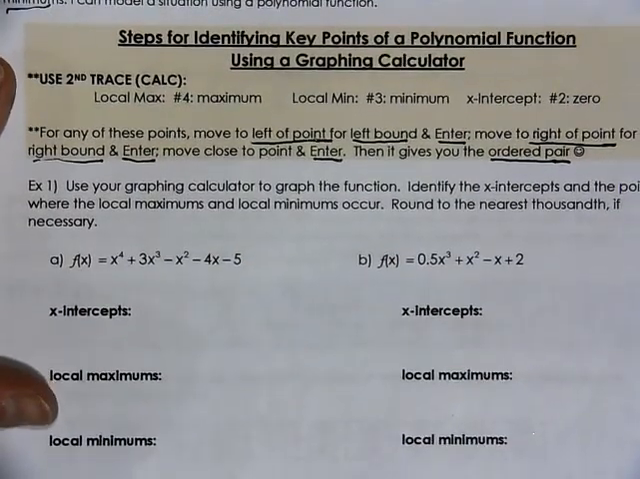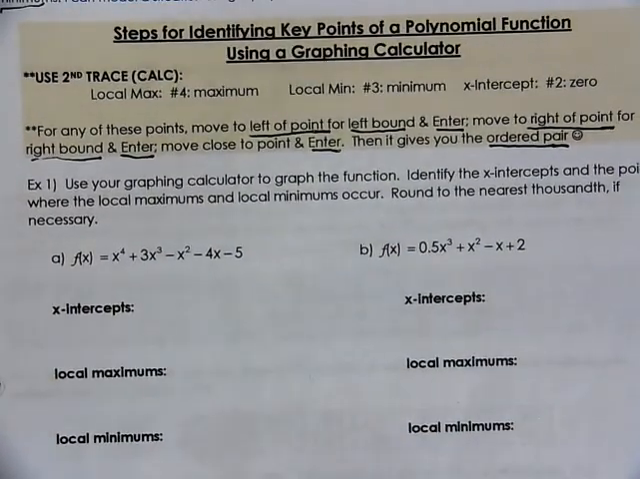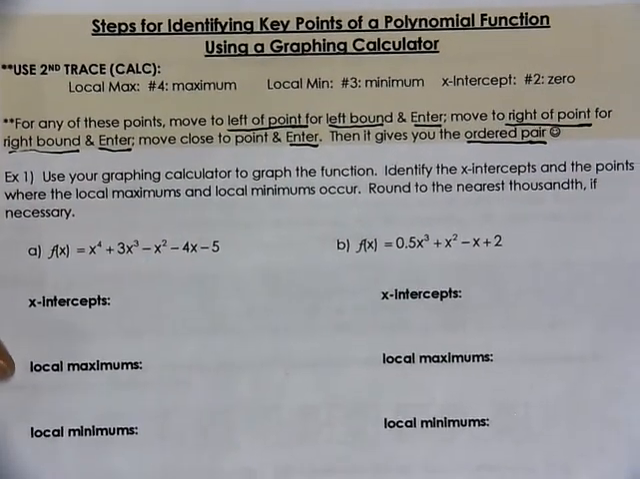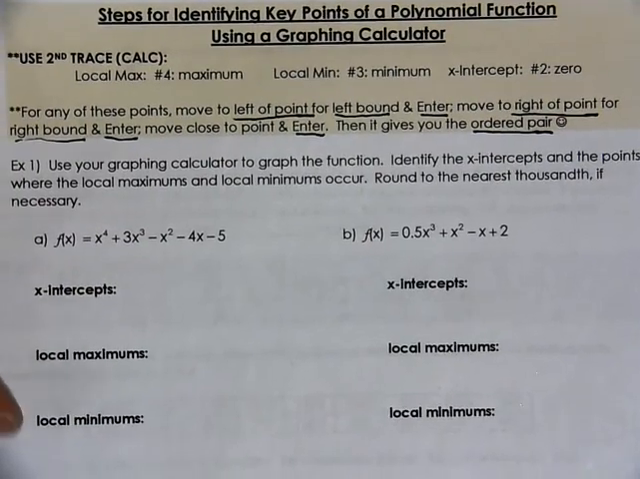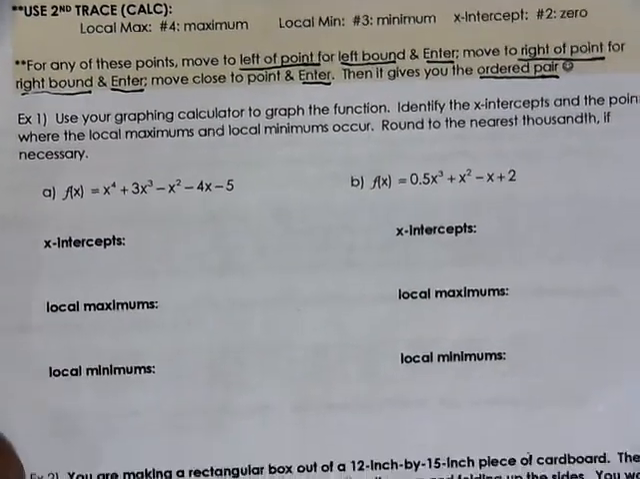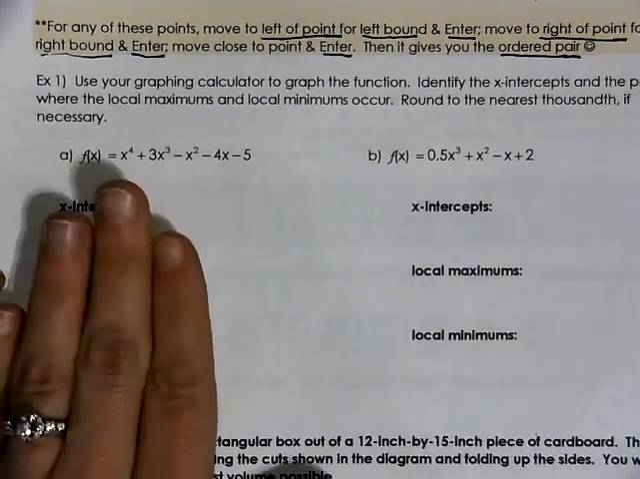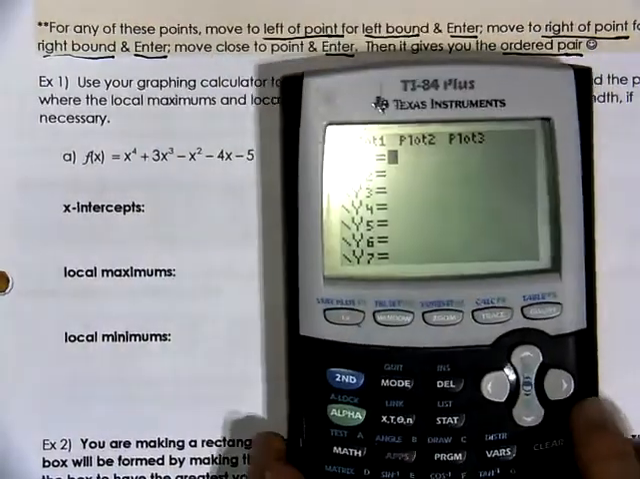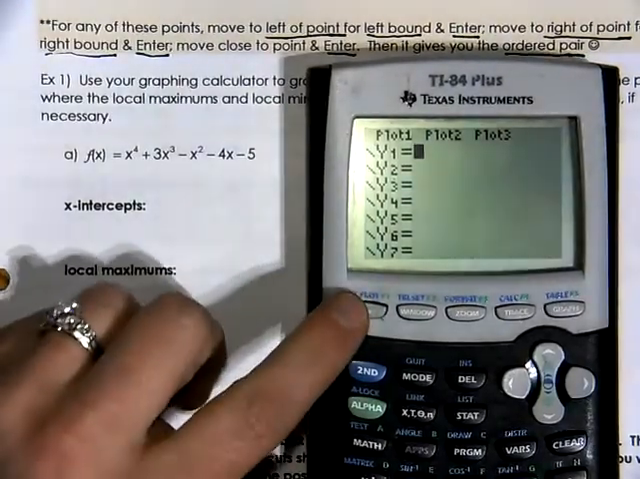So example number 1 says, use your graphing calculator to graph the function. Identify the x-intercepts and the points where the local maximums and local minimums occur. Round to the nearest thousandth if necessary. So what we have here is a quartic function. And what I want you to do is please go ahead and enter this function directly into your calculator.